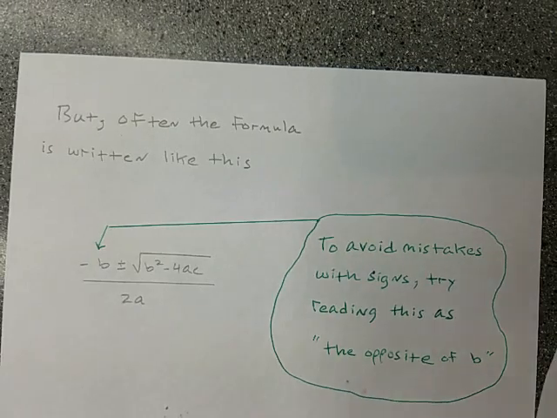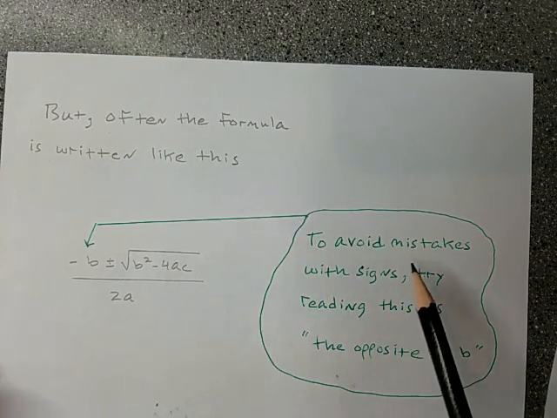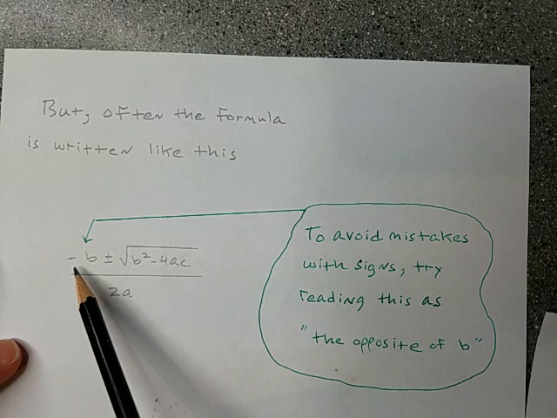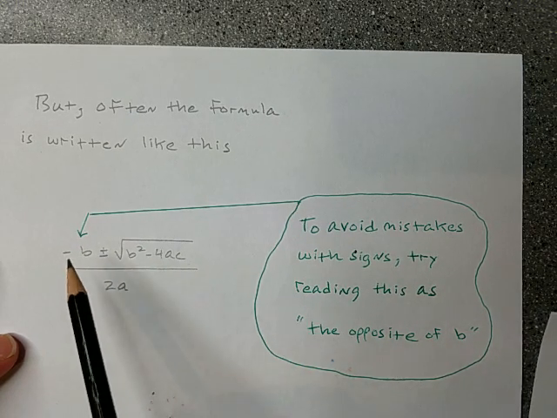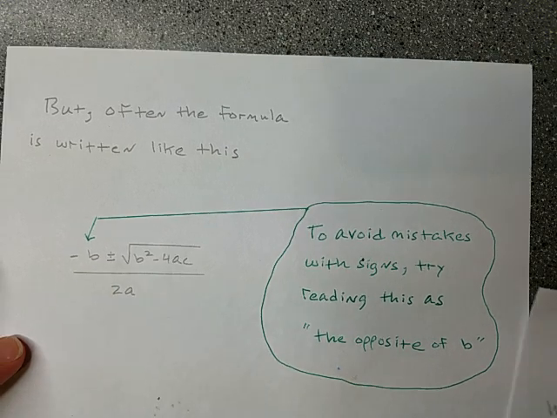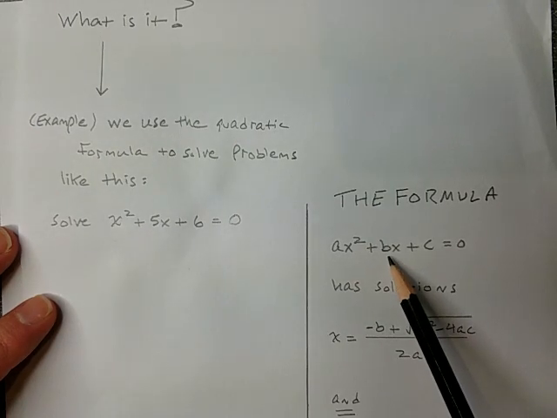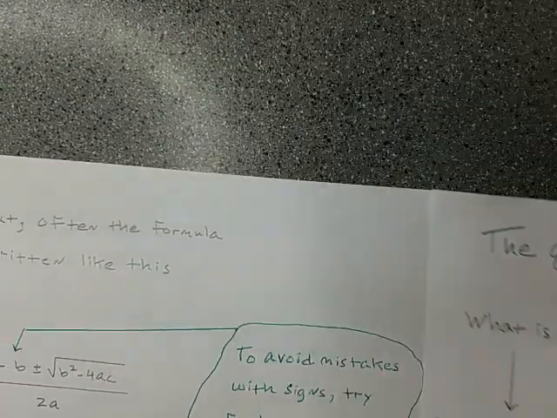Also, to avoid mistakes with the signs, you know, in algebra it's so easy to make a mistake with the sign, the plus and the minus. Read that negative b as the opposite of b. What's going to be right here is the opposite of whatever that number is right there. All right, one more thing.